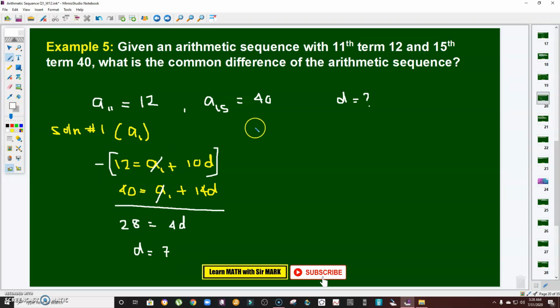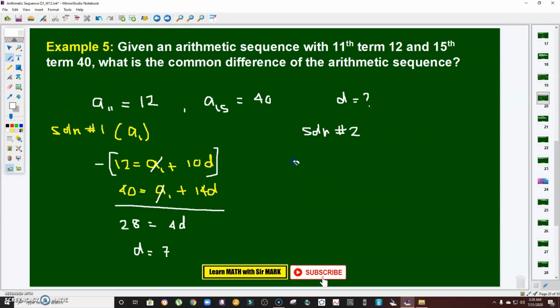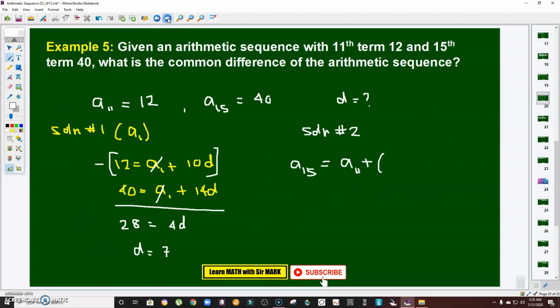Now, let's have solution number 2, using this formula. Take note of that. Since meron akong a sub 15, kahit ano naman mauna, doesn't matter, a sub 15 equals a sub 11 plus 15 minus 11. N yan, k yan, so that's n minus k. So just follow the pattern: 15 minus 11 times the common difference. Since given yung a sub 15, ang a sub 15 ko is 40, equals my first term is 12, then 15 minus 11, which is 4, times d.